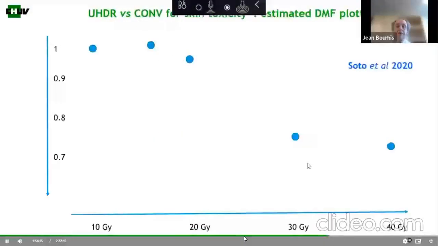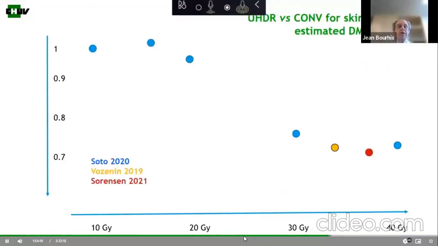And if we try to summarize the data on the skin on this graph, where we see the dose modifying factor on the left, according to the dose which was used for irradiating the mice or the pig, we see that below 20 gray, there is relatively little, if any, difference between flash and conv, and the difference is seen more with 30 gray or more. So these are the studies you see here.